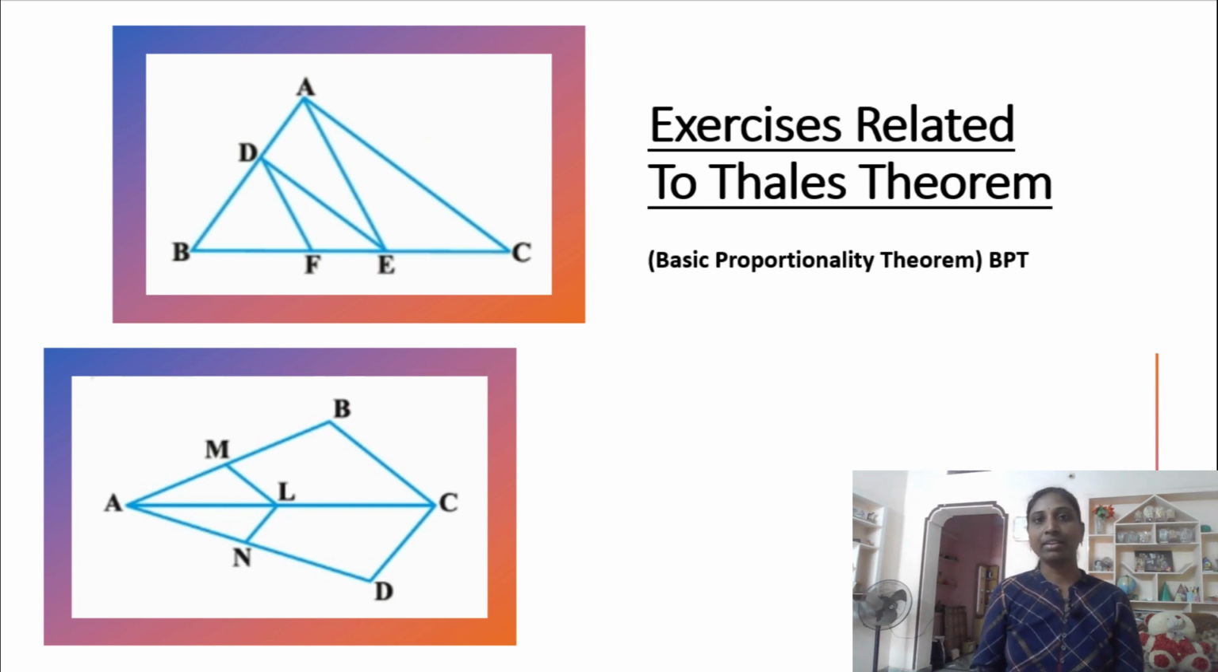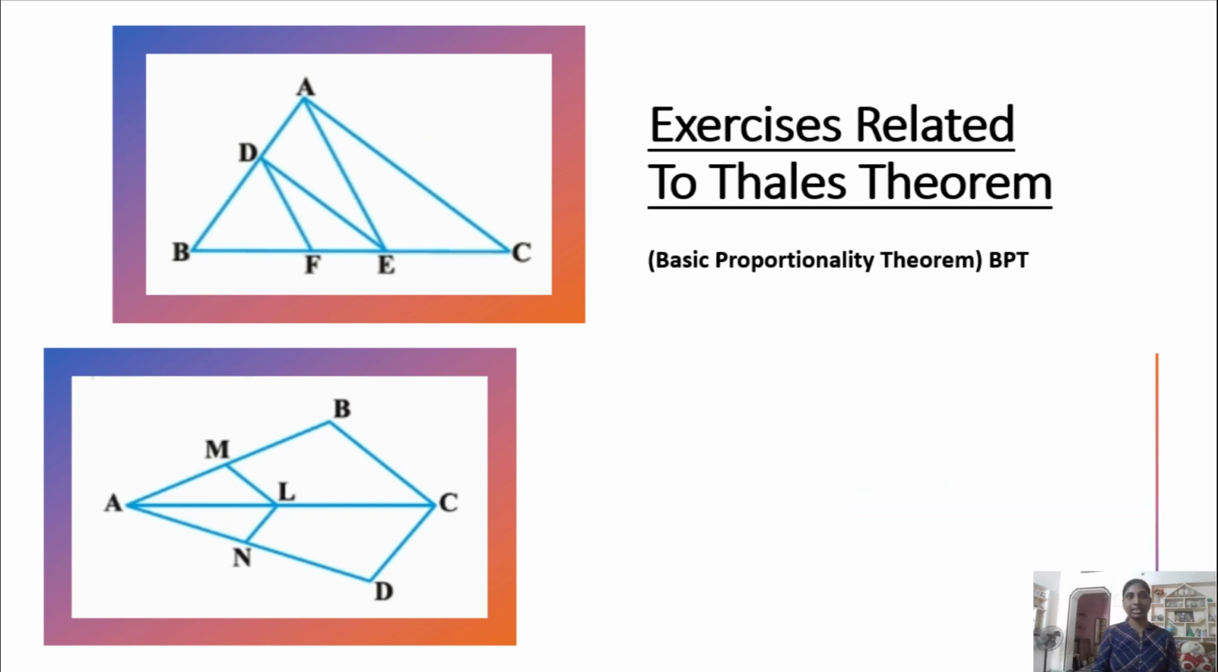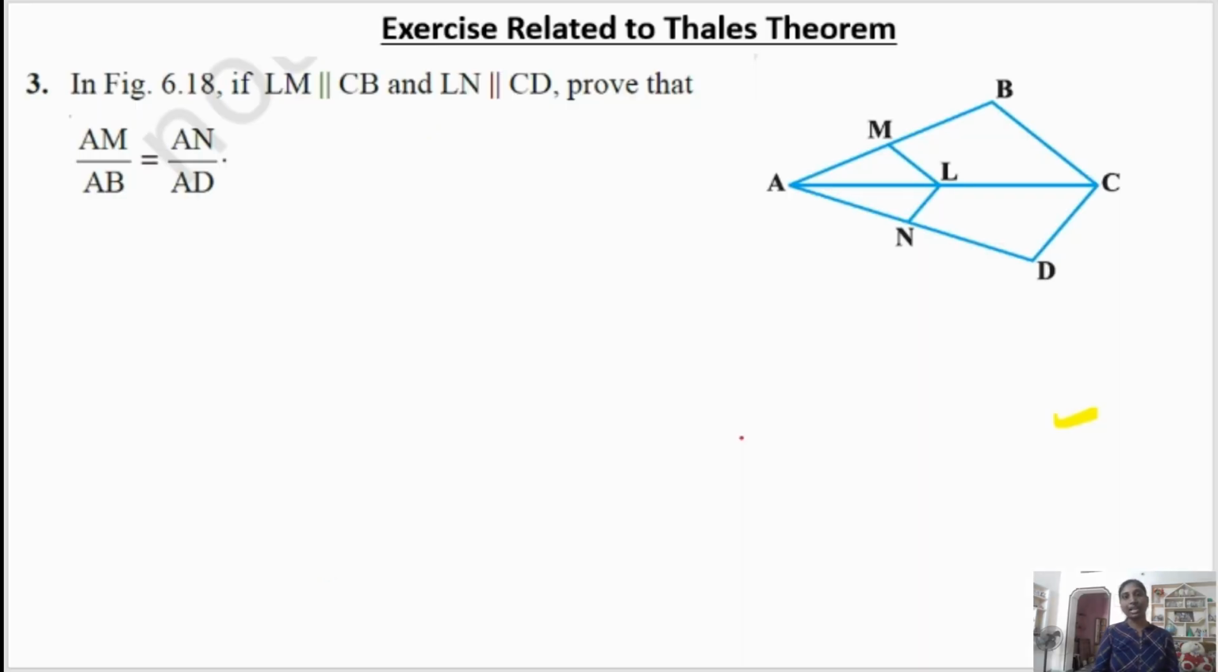So today we have an exercise related to Thales theorem or basic proportionality theorem. And here in the given figure 6.18, if LM is parallel to CB and LN is parallel to CD, prove that AM by AB is equal to AN by AD. Here it is given that LM is parallel to CB, and it is given that LN is parallel to CD. Now we have to prove that AM by AB is equal to AN by AD. We have to prove this.